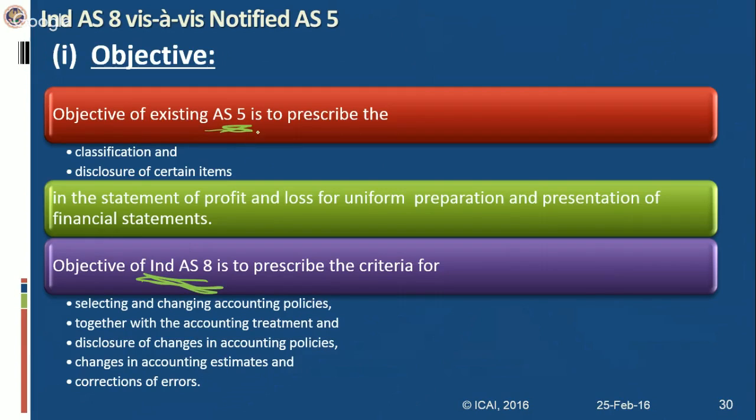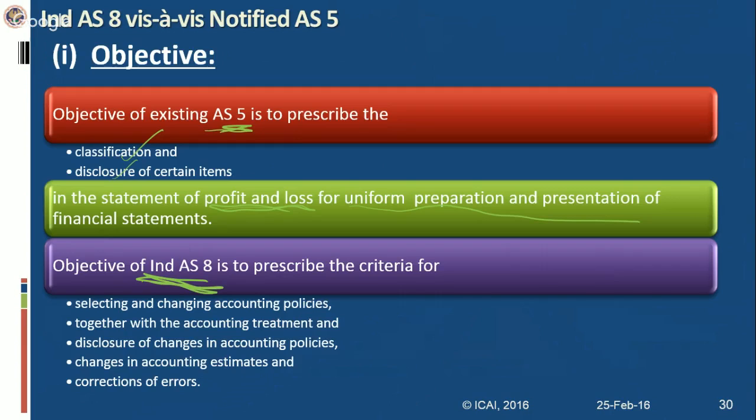Objective of existing AS 5 is to prescribe the classification and disclosure of certain items. Certain items means prior period items in the statement of profit and loss. Why are we prescribing the treatment as per accounting standards? To ensure uniform preparation and presentation. Otherwise, some entities may do some treatments and other entities may adopt different treatments, which may not give us the benefit of comparability of financial statements of two entities.